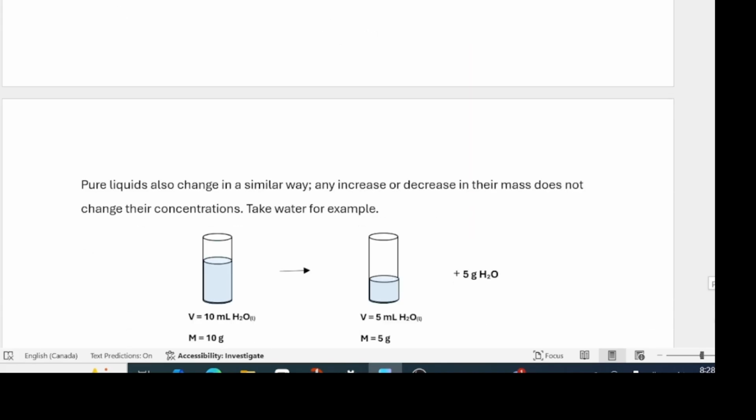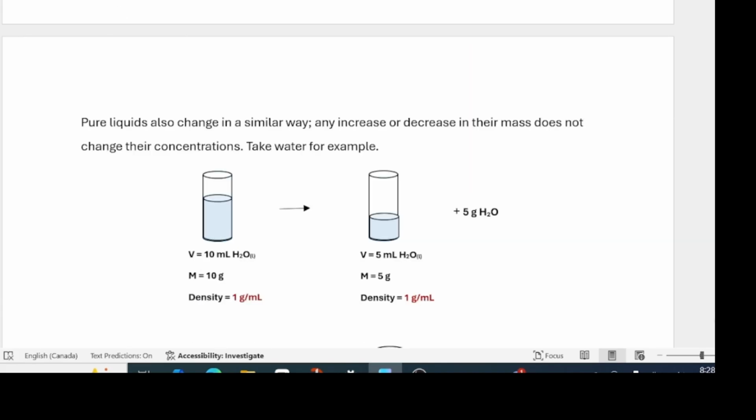The same thing can be said for a liquid. We have 10 milliliters of water in this container, and the mass of that is 10 grams. Its density will be equal to 1 gram per milliliter. If we remove 5 grams of the water, we will have 5 grams remaining with a volume of 5 milliliters, and its density will remain the same. So removing either pure solids or liquids in a change does not change their concentrations.